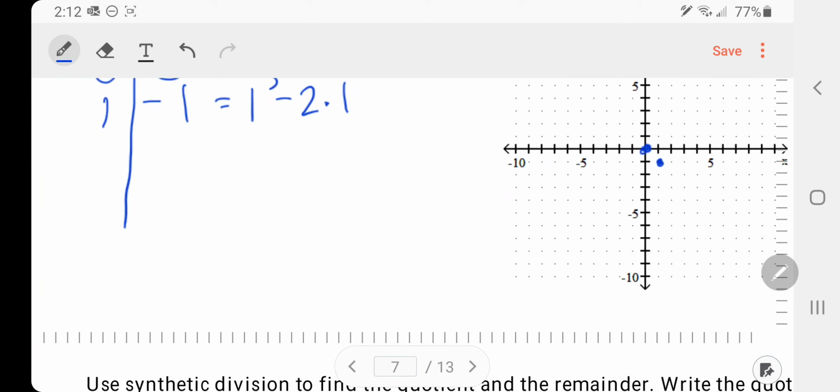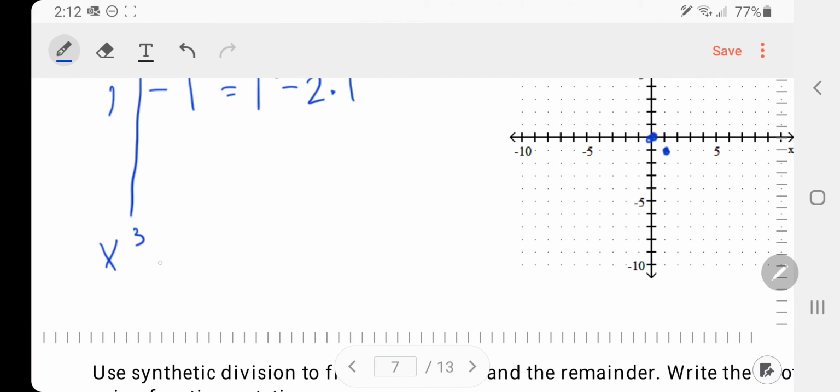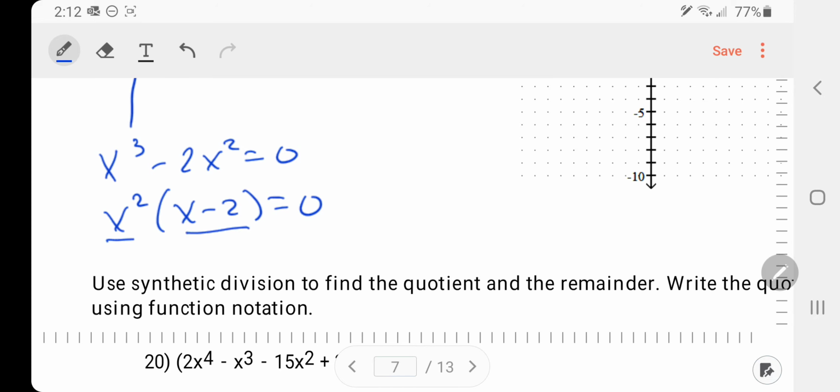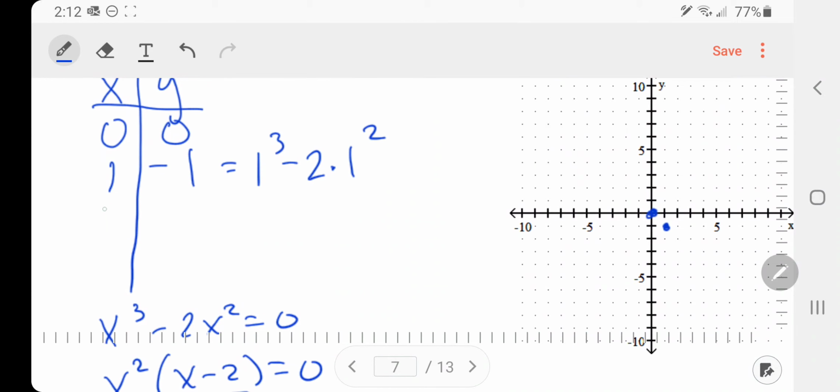Let's come down here to the bottom and do that. X cubed minus 2x squared equals 0. We can factor out an x squared. And then if I set each factor equal to 0 and solve, we can see x is going to be 0 and x is going to be 2. And that means there's really only 2 x-intercepts, which means if I let x be 2, y is going to be 0.